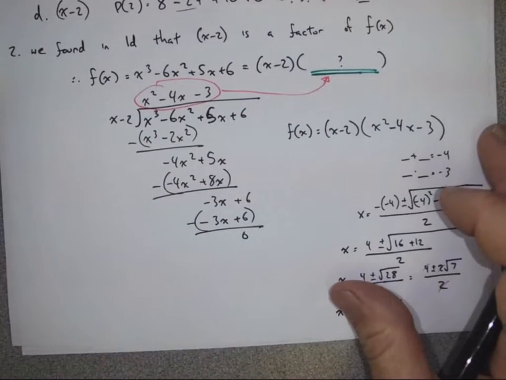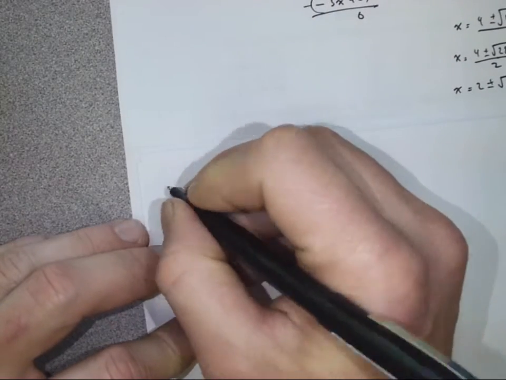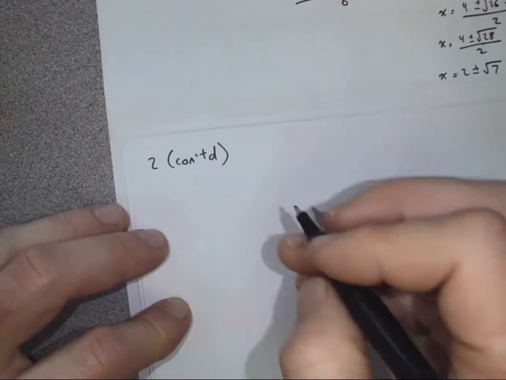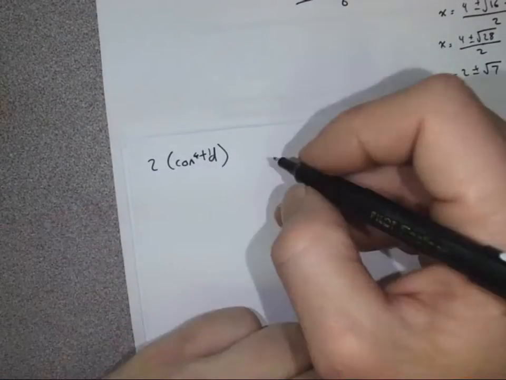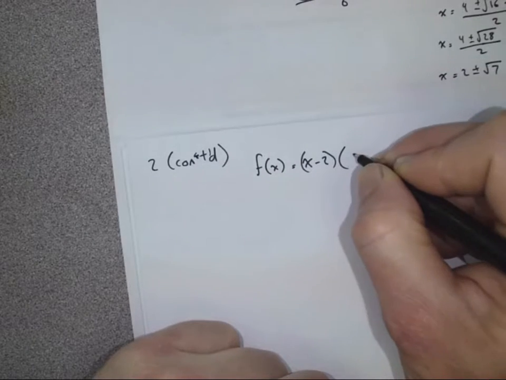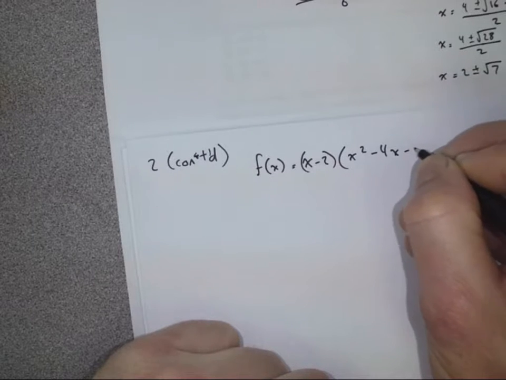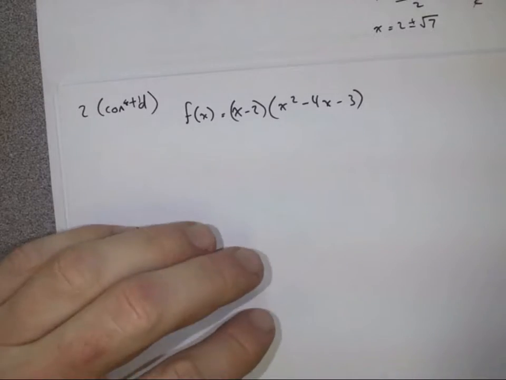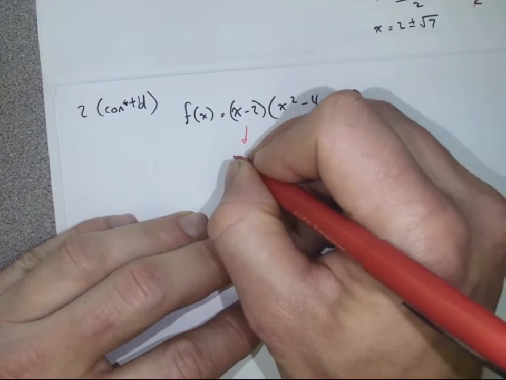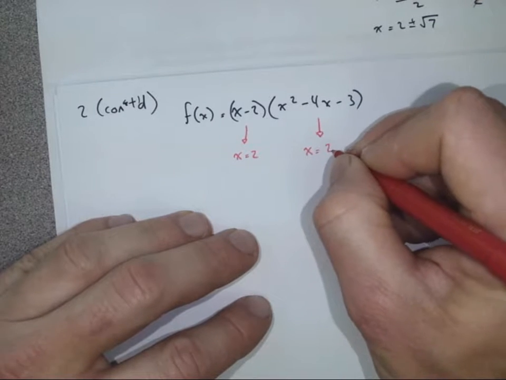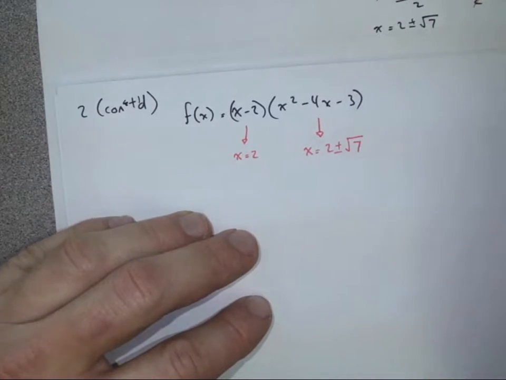Okay, so I'm going to move on to the second page here. All right, so we know that this is 2, continued. That's not how you spell continued, I don't think. There we go. Okay, fine, whatever. So we know our f of x is equal to x minus 2 times x squared minus 4x minus 3. And if I'm looking to express the roots of this expression, I get a root at x equals 2, and I get roots at x equals 2 plus or minus root 7.